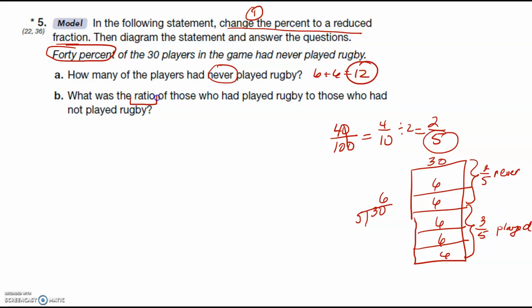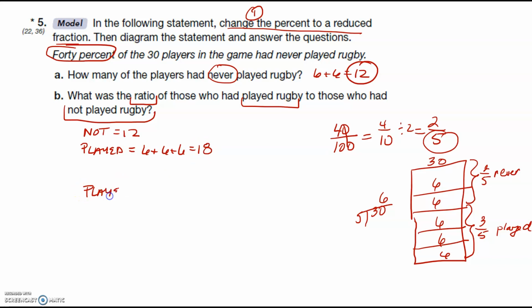And then what is the ratio of those who played to those who did not play? So I know that not played is 12. I know that played is going to be 6 plus 6 plus 6, which is 18. And I want to know the ratio of played to not played. So that's going to be 18 over 12, and I'm going to divide by 6, which gives me 3/2. That's it. We don't reduce further than that because it's a ratio.